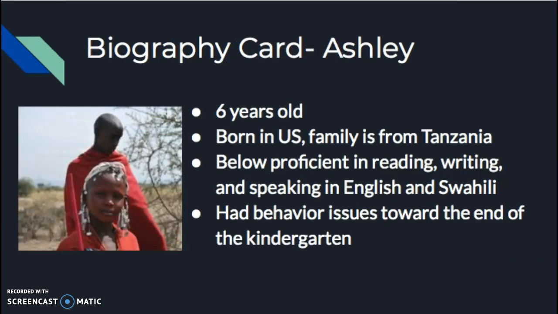Val was in first grade. She was born in the U.S., but her family is from Tanzania. She is below proficient in reading, writing, and speaking in English and Swahili. She was a model student at the beginning of kindergarten, but had some behavior problems at the end of the year. She is doing well academically and behaviorally in first grade.